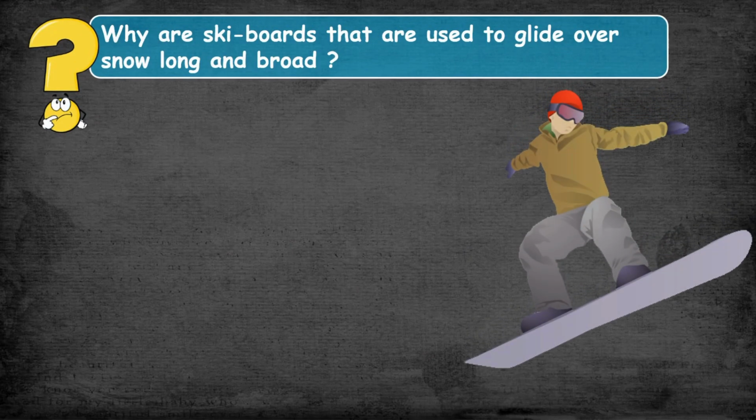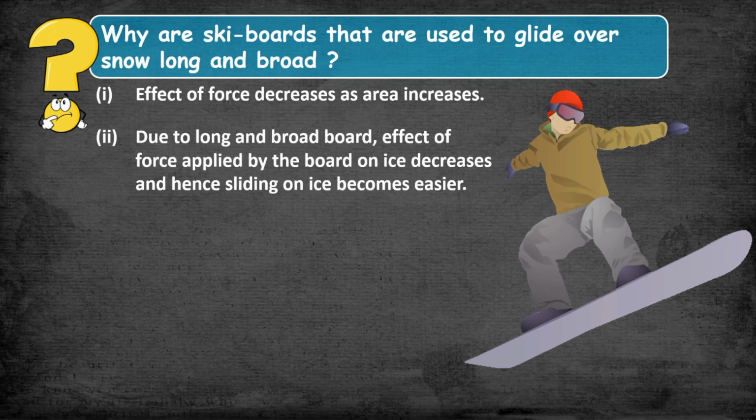Why are skiboards that are used to glide over snow long and broad? Point number one, the effect of force decreases as area increases. Due to the long and broad board, the effect of force applied by the board on ice decreases and hence sliding on ice becomes easier.